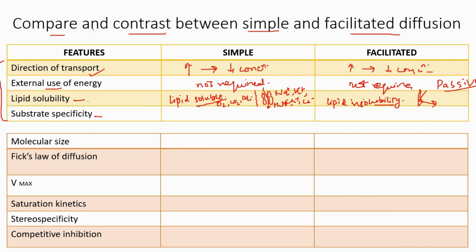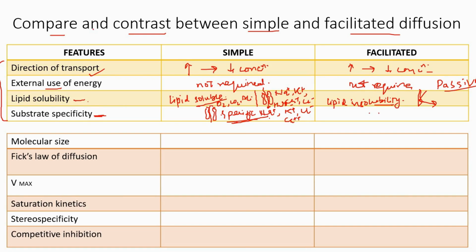Substrate specificity. In simple diffusion, if the protein channel is utilized, this protein channel is specific for a specific substance. Like we have sodium channels on our membrane, we have potassium channels, chloride channels, calcium channels. There are different channels for different substances. So substrate specificity is present in channel transport, not in lipid soluble substances which are transported directly through the lipid bilayer.